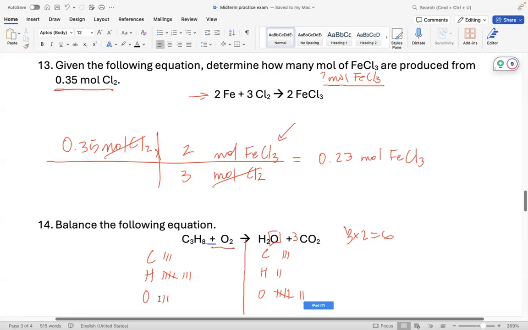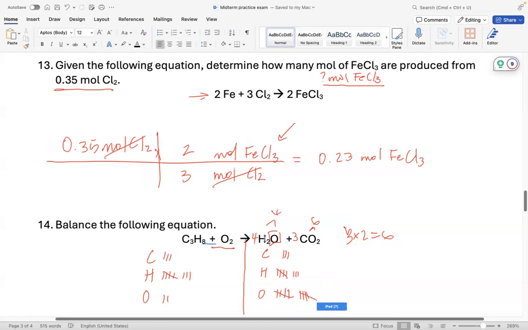There we go. All right, next I want to tackle those hydrogens. I have 8 hydrogens on the left and only 4 on the right. I can make it 8 by adding a 4 to the H2O. But again, that's going to change my oxygen count. So I now have 6 from this one and then 4 from here, which brings our oxygen count to 10.